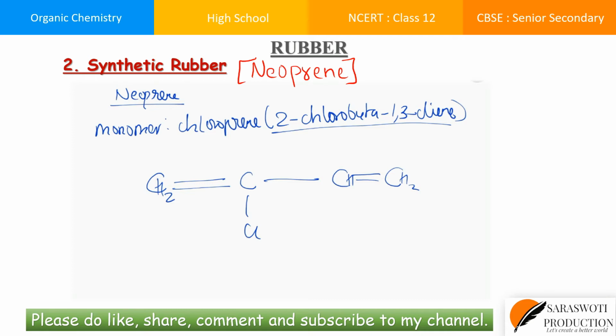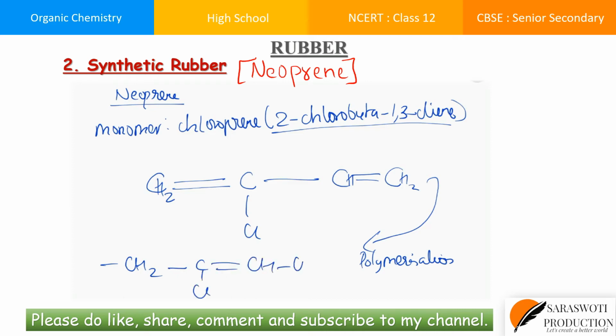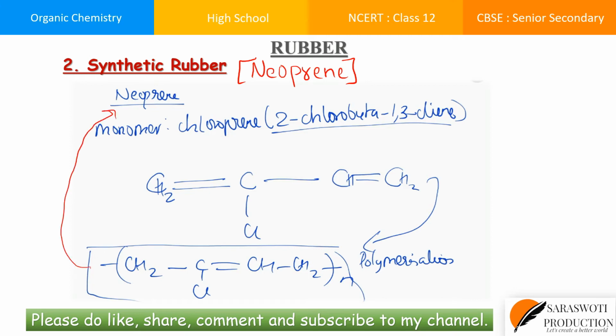Now this one, when it undergoes polymerization, unlike our previous example where we wrote down 2 monomers of the natural polymer, that was isoprene, here let's just consider one only for the moment, okay? And let's see how it looks. From this you're going to be getting CH2 single bond, C with Cl, double bond, CH single bond, CH2, whole n, and this is our neoprene, and that's it. So this is the one example which you must learn for our synthetic rubber, okay?